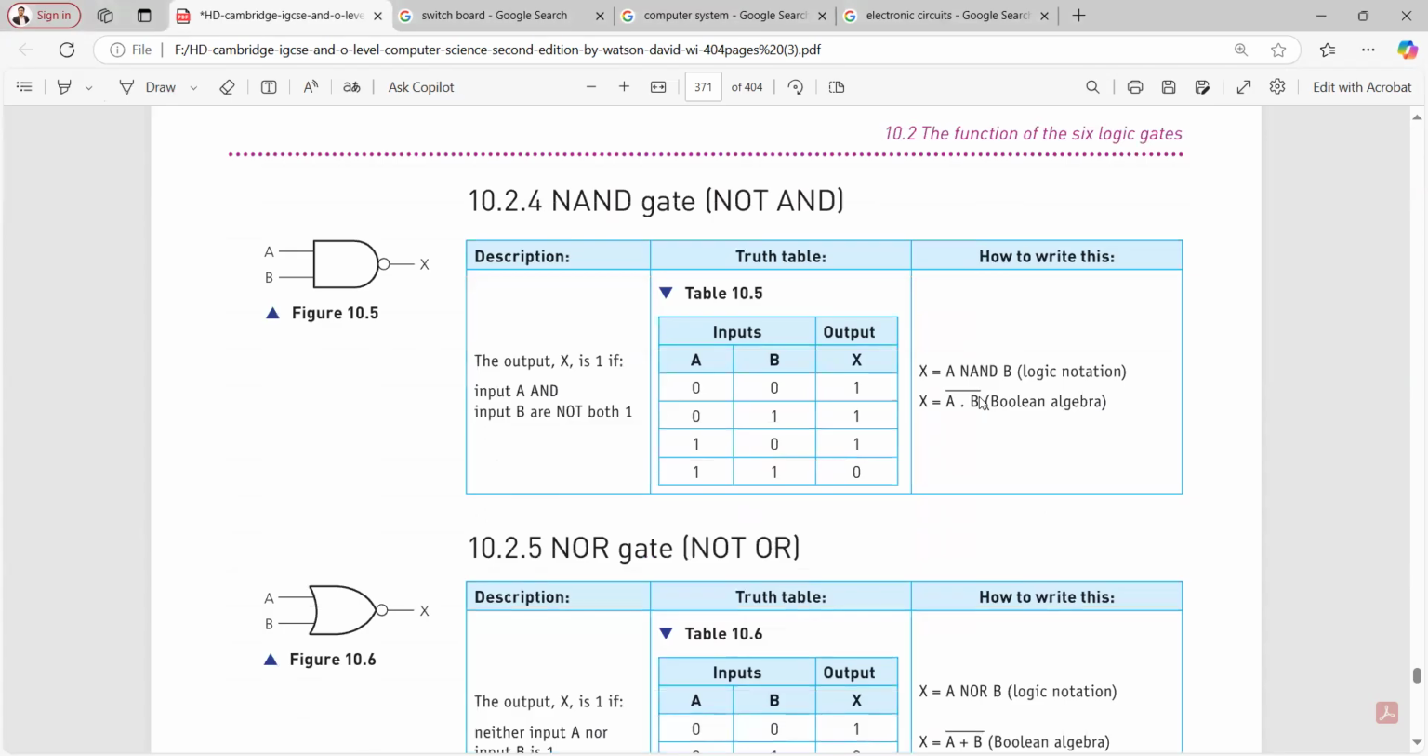After this, I have the NAND gate. Now you need to figure out what the function of a NAND gate is.